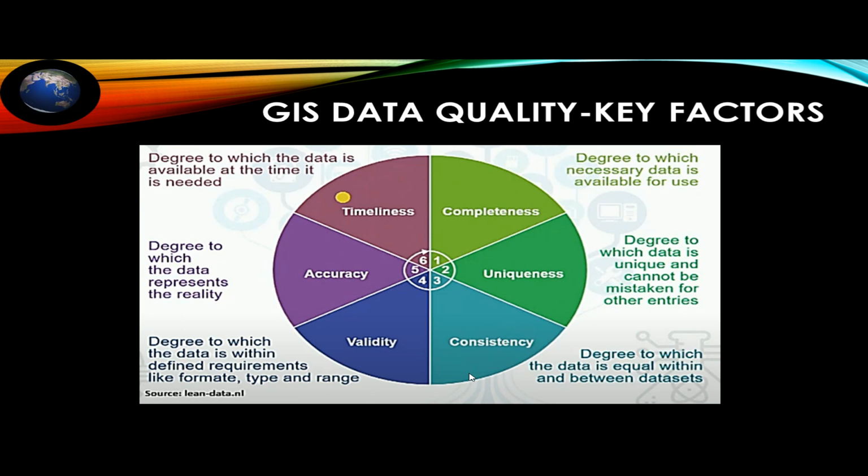Accuracy means the degree to which data represents reality. As I told, it should follow the ground truth reality, because GIS is Geographic Information System. When we are taking help of this GIS software, it is to see the ground truth reality only. So how accurately it is assessing the ground truth information in the software is called the accuracy of the data sets. Like I told, data sets can be taken from primary, secondary and tertiary sources.